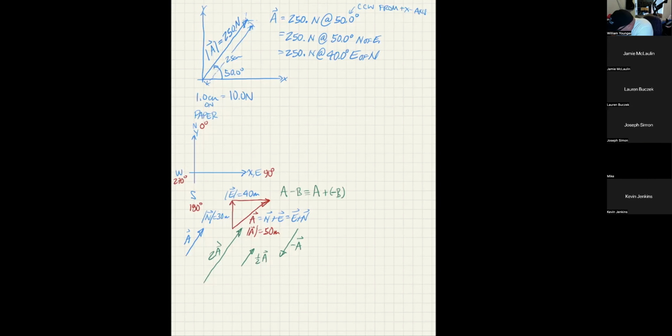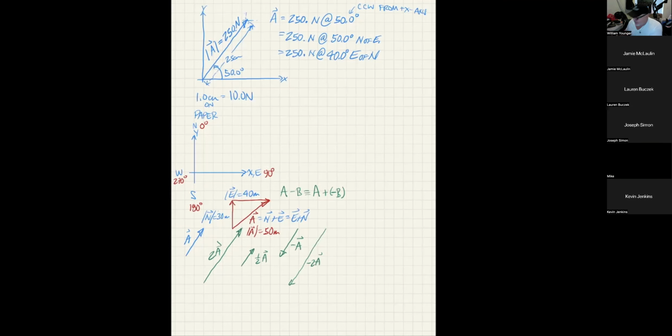I think you can probably guess what negative 2A would look like. Anyone? Yeah, exactly like that. It would be in the opposite direction, but it would also be, of course, twice as long as A. So there's an example of negative 2A. Okay. So we're learning now what happens when you multiply a vector by a scalar.